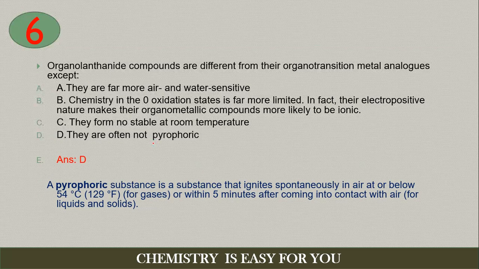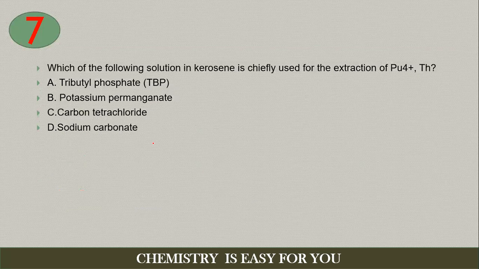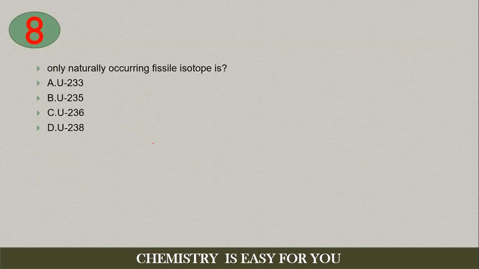Let's go to the next question now. Which of the following solutions in kerosene is chiefly used for the extraction of Pu4+, thorium, etc.? So this is a very important question. These kinds of MCQs are often expected in all MSc level entrance examinations. So the answer is option A, tributyl phosphate, which can also be written as TBP. So TBP in kerosene is chiefly used for the extraction of Pu4+ and thorium.